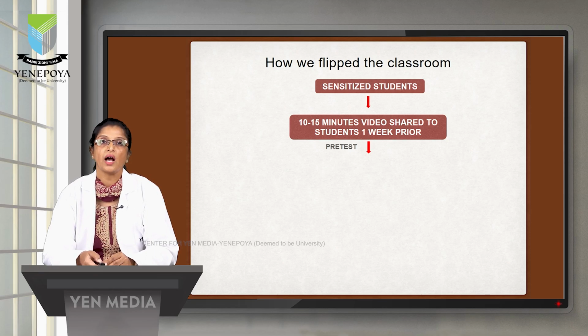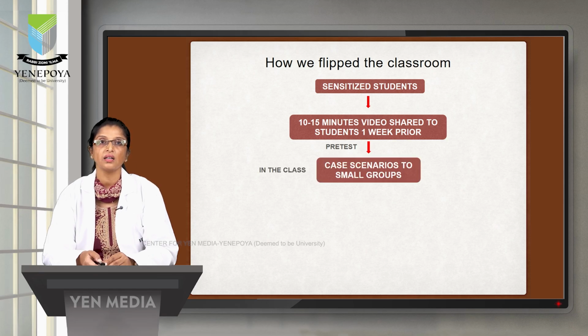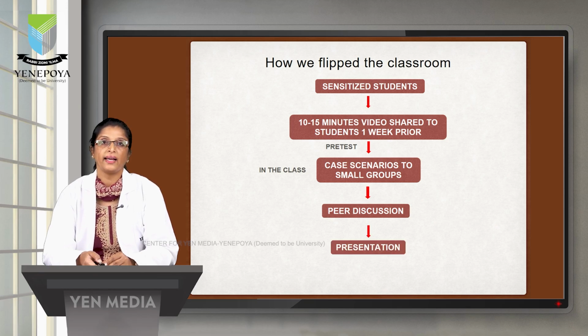Then when they came to the class, a pre-test was conducted, and a more engaging activity was conducted in the class. The students were divided into small groups of 10 to 15 each, and each group was given a case for which they had to solve the anatomical basis. So they discussed among the group. As they had gone through the basic concept in the prior video, they were able to discuss what is the anatomical basis for this problem. If there was any query, the teacher acted as a facilitator to clear their queries.